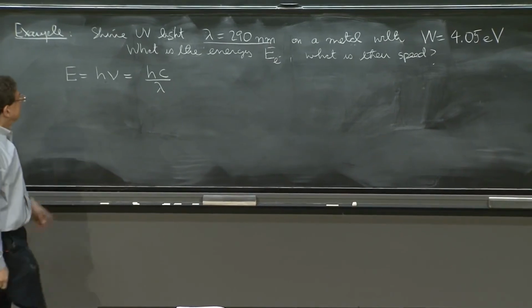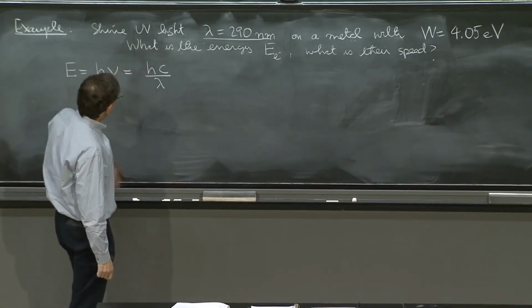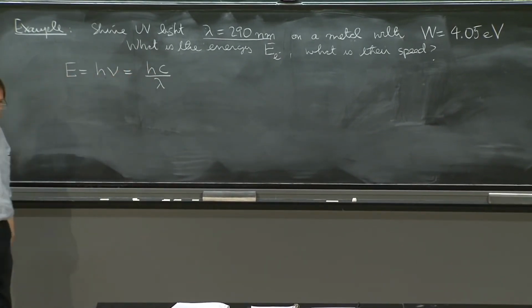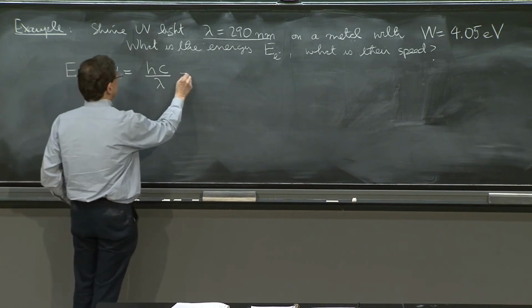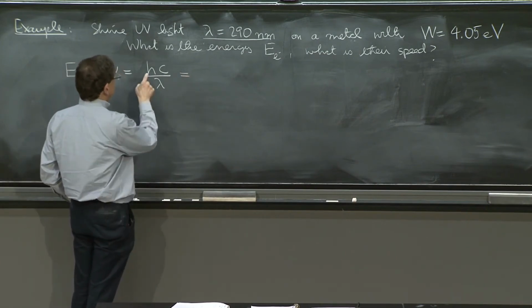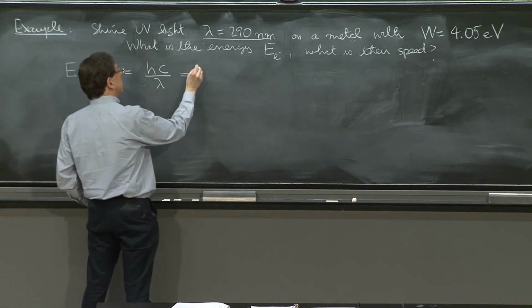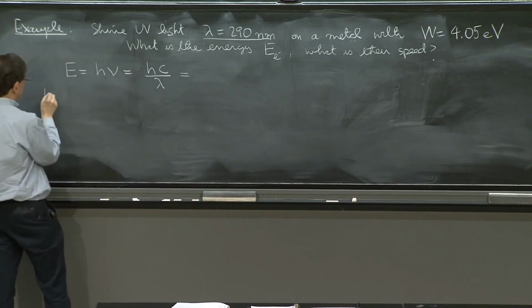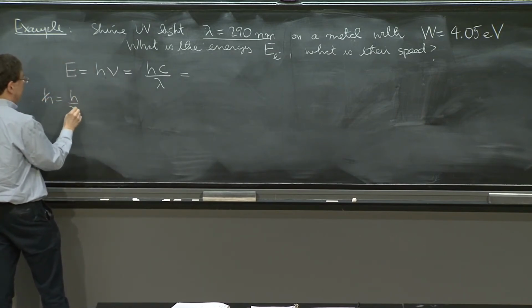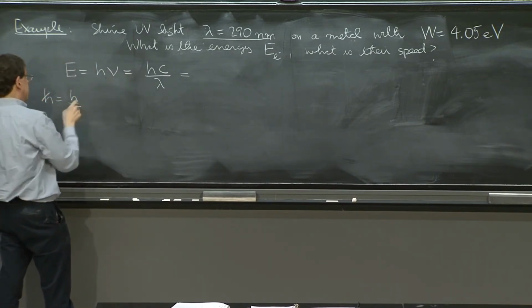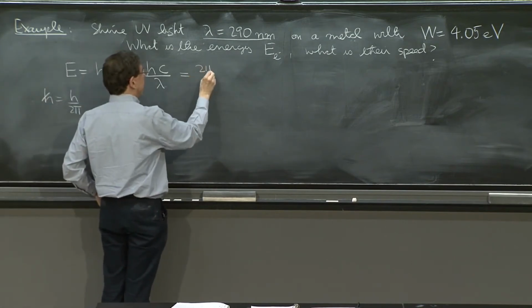Okay, hc over lambda, we could do it if we knew h. I must say I never remember what h is in normal units. Joule-seconds, 6 point something, I don't quite remember it. So what do I do? I use h bar, which is h over 2 pi. So h is 2 pi h bar.